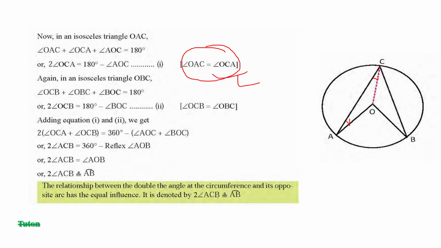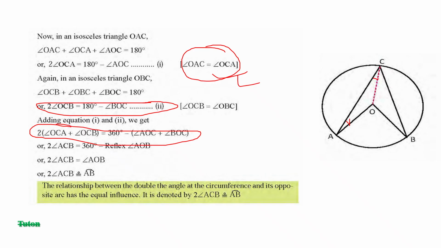Now replacing the value of angle OAC with angle OCA, we get 2 angle OCA is equal to 180 minus angle AOC, which would be our first equation. Similarly, taking similar steps, we will get equation 2 as well. Now adding equation 1 and equation 2, we are left with this equation.